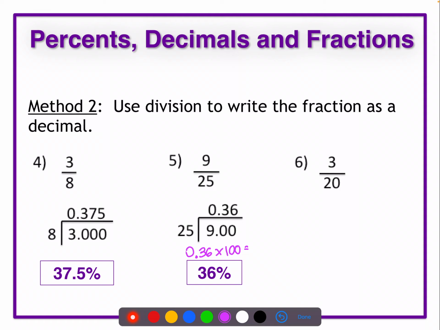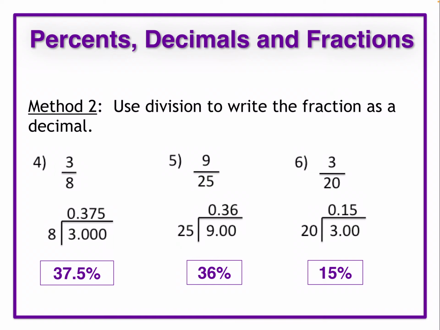And the last one, we have 3/20. Again, 20 is also a factor of 100, but you can also use this method of division. So we divide 3 by 20. The answer is 0.15. Again, that is a decimal, so to write it as a percent, with the percent sign, you have to multiply by 100. So the answer will be 15%.